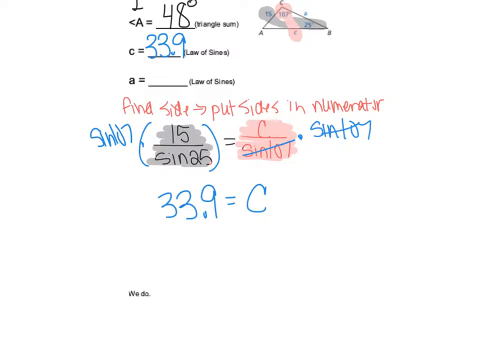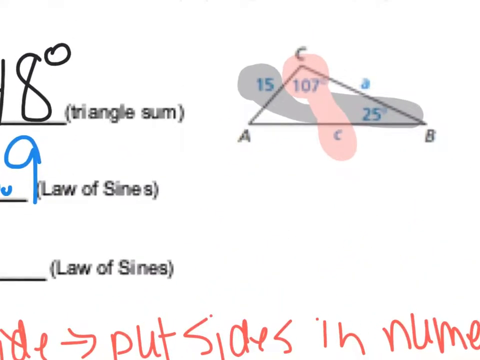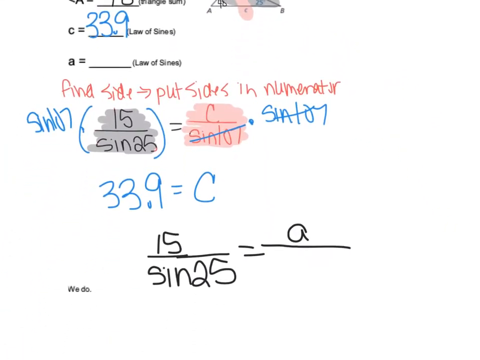Okay. Now we also need to find A. Again, we need to just use that given information. And again, we're finding a side length. So since we're finding a side length, our side lengths are going to be in the numerator. So we're going to use that same 15 over the sine of 25, because that's what we know, equals, now I don't know what A is, but it is across from a 48-degree angle. So it would be A divided by the sine of 48.